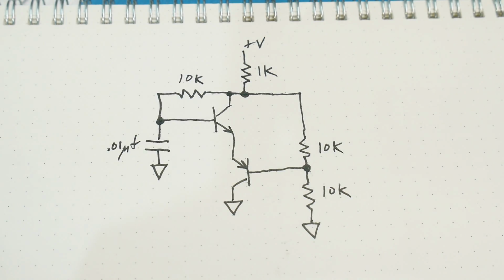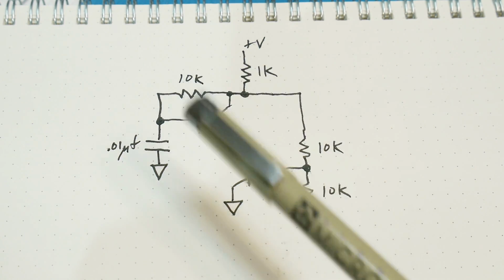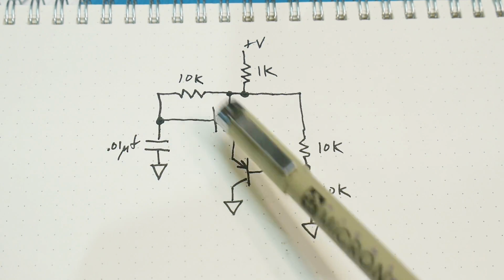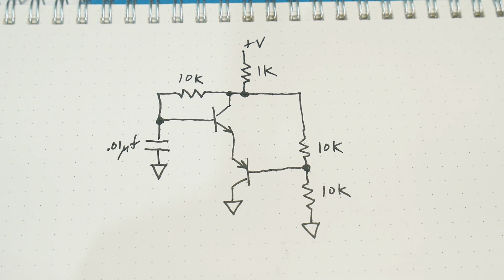All right, circuit of the day. Everybody loves circuit of the day. So we have a circuit with two different NPN and a PNP, two different transistors.